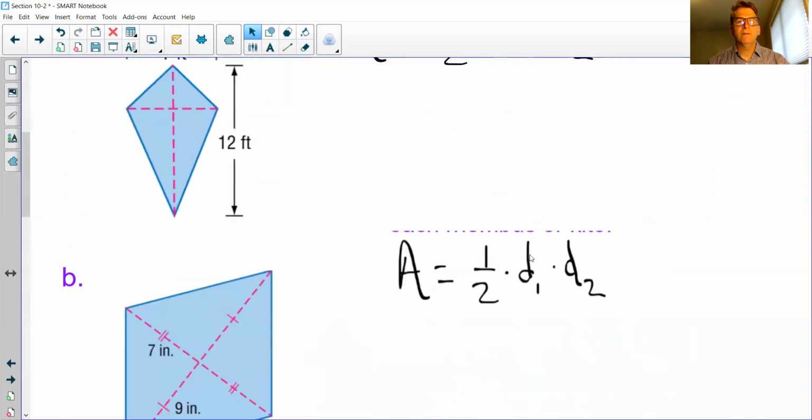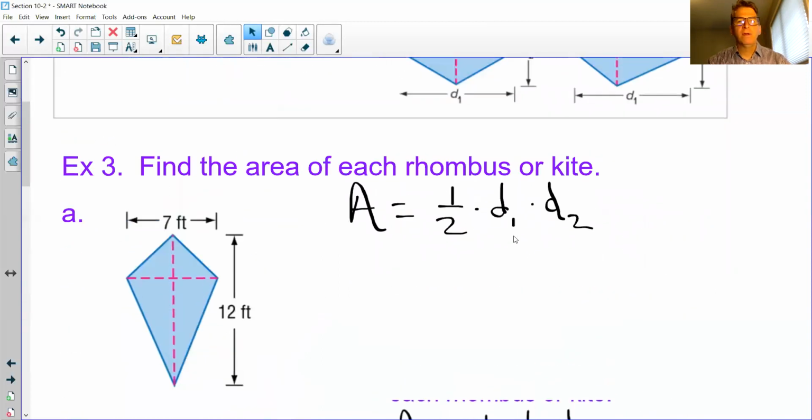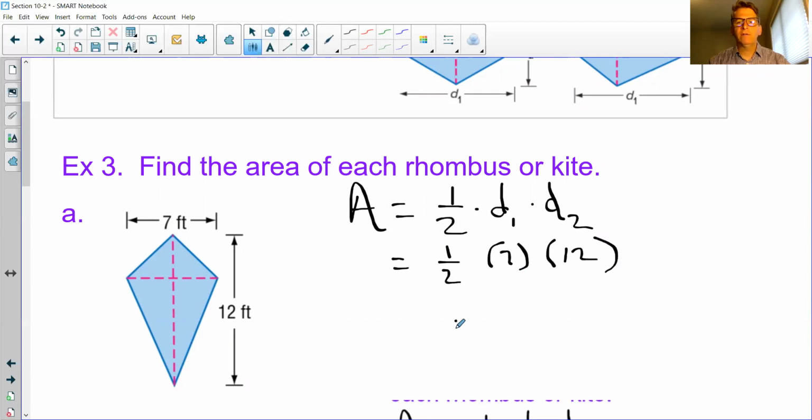Okay, let's do letter A. So we have 1/2 times D1, which is 7, and D2, which is 12. And that calculator work gets you 42 square feet.